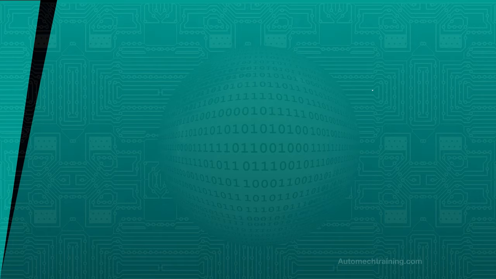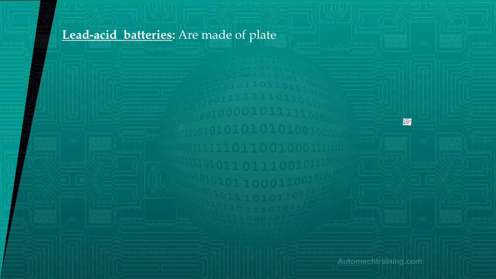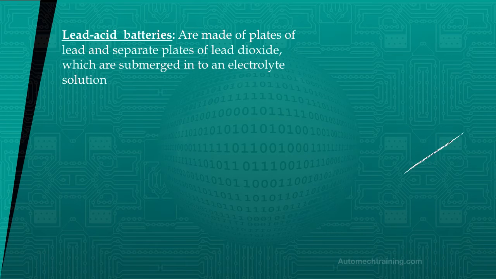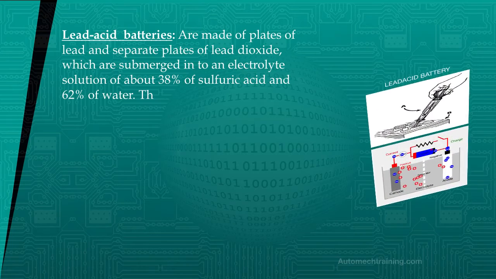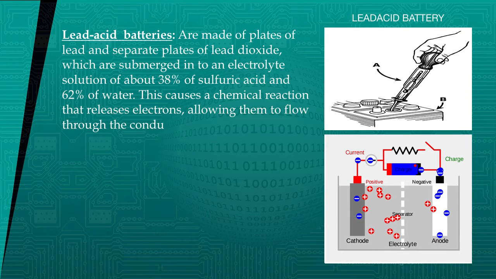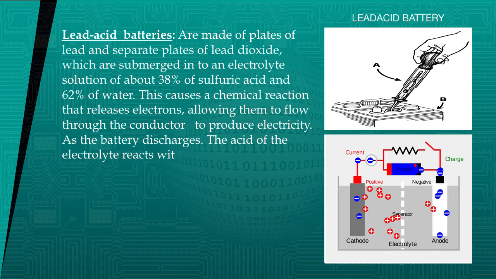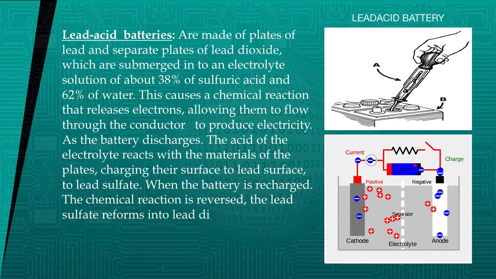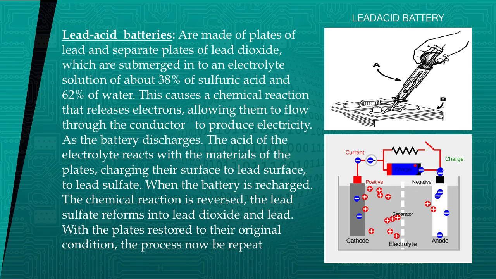Lead-acid batteries are made of plates of lead and separate plates of lead dioxide, which are submerged into an electrolyte solution of about 38% sulfuric acid and 62% water. This causes a chemical reaction that releases electrons, allowing them to flow through the conductor to produce electricity. As the battery discharges, the acid of the electrolyte reacts with the materials of the plates, changing their surface to lead sulfate. When the battery is recharged, the chemical reaction is reversed. The lead sulfate reforms into lead dioxide and lead. With the plates restored to their original condition, the process can now be repeated.